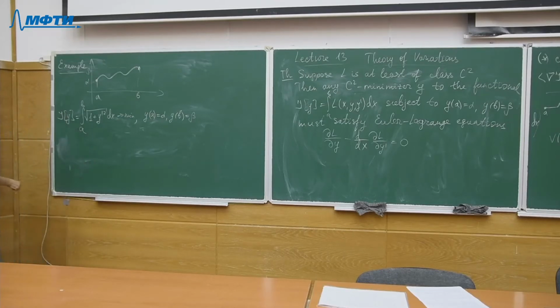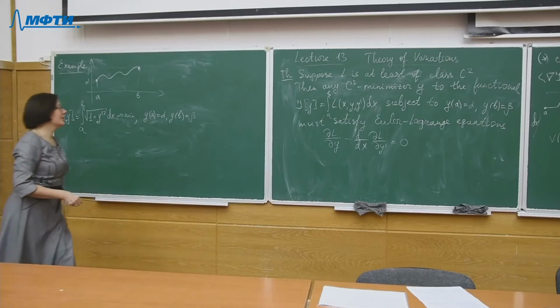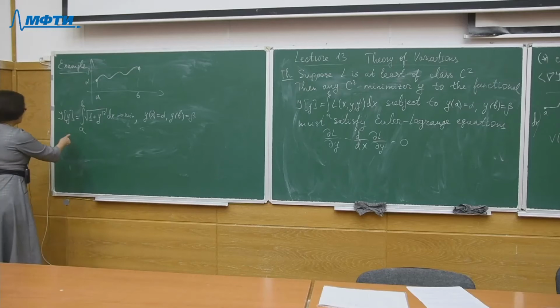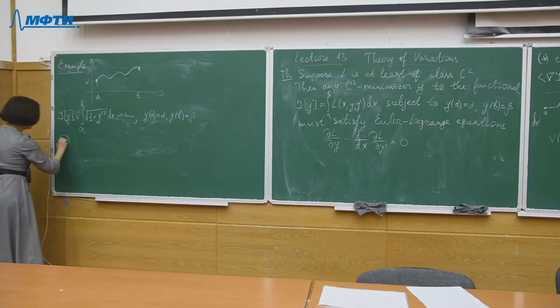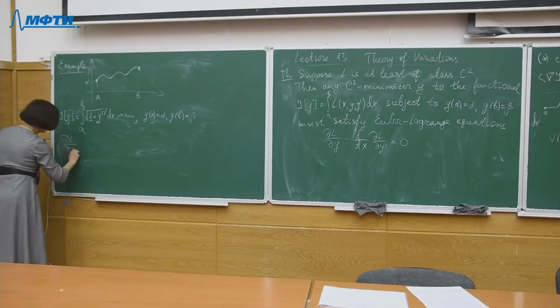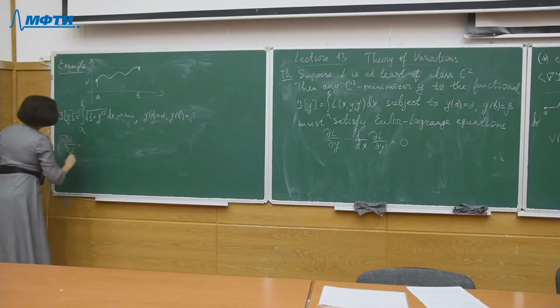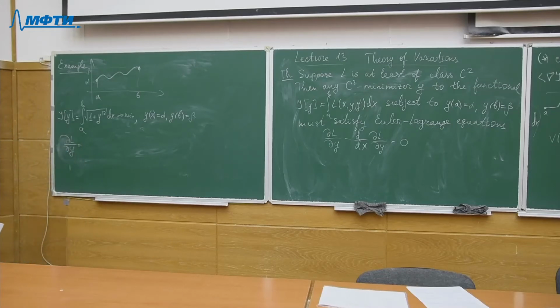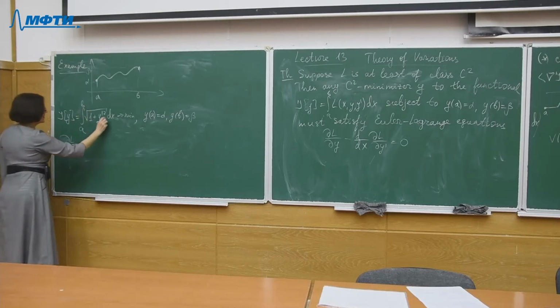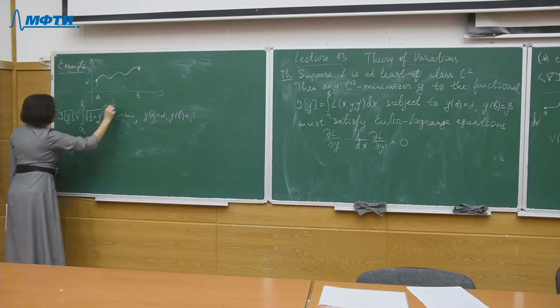To solve this problem, we will write the Euler Lagrange equations. So first of all, what is dL over dy? How to compute dL over dy? So L is this function. What is dL over dy?